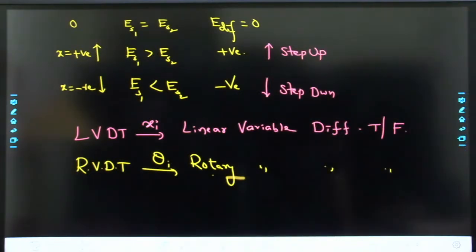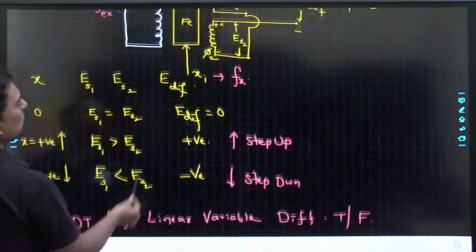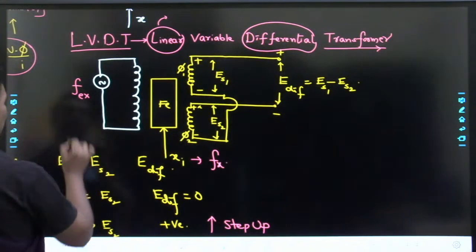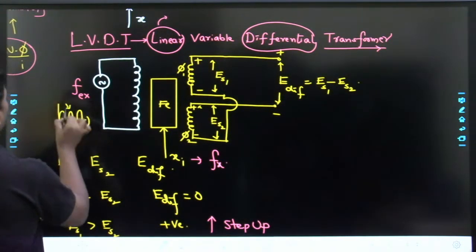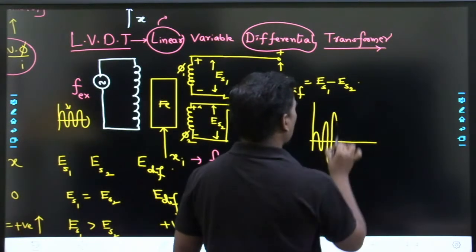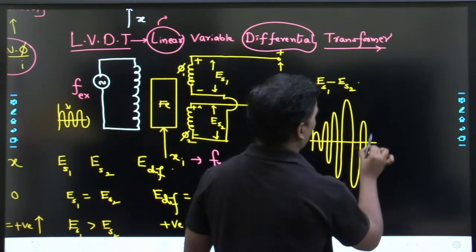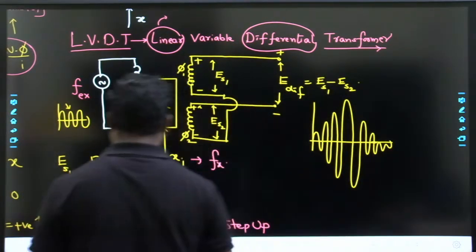Is there any problem due to harmonics of supply signal in LVDT? Yes, the harmonics can affect the LVDT output. If harmonics are happening in the LVDT supply, then definitely that is going to affect the E differential, and you are going to get the signal like this. Is it clear? So you are going to get the signal like this.